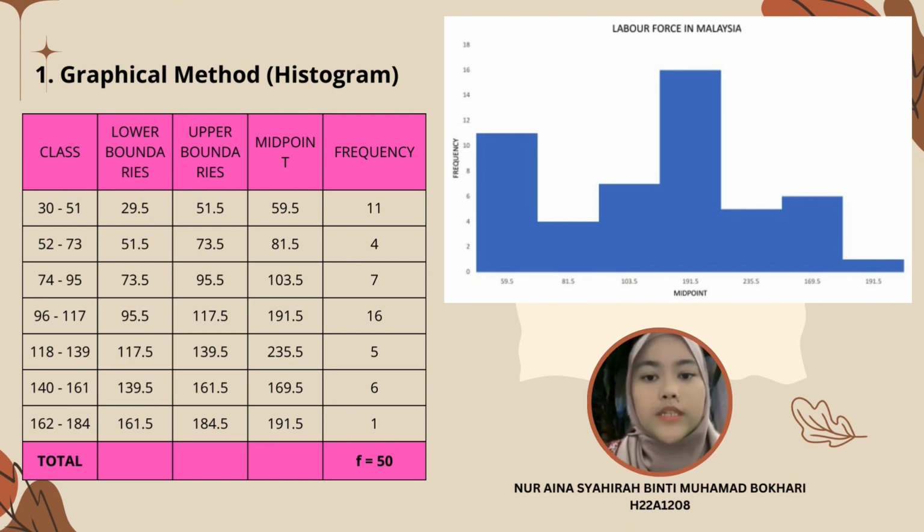Okay, you can look at the picture of the histogram graph. On the side line I use the frequency data and on the line below I use the midpoint data. So this is the graph of the histogram.